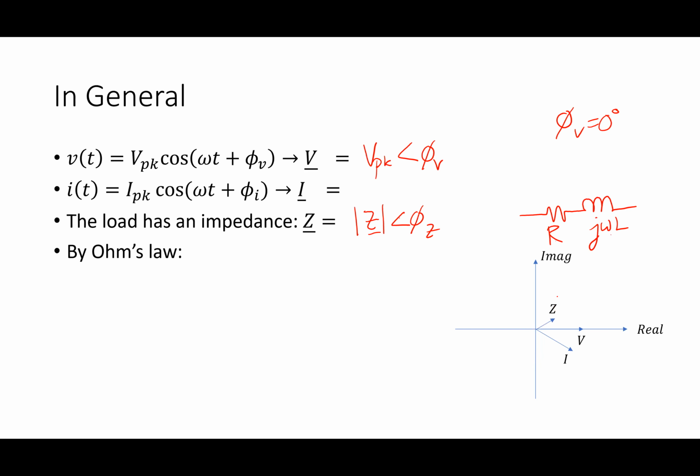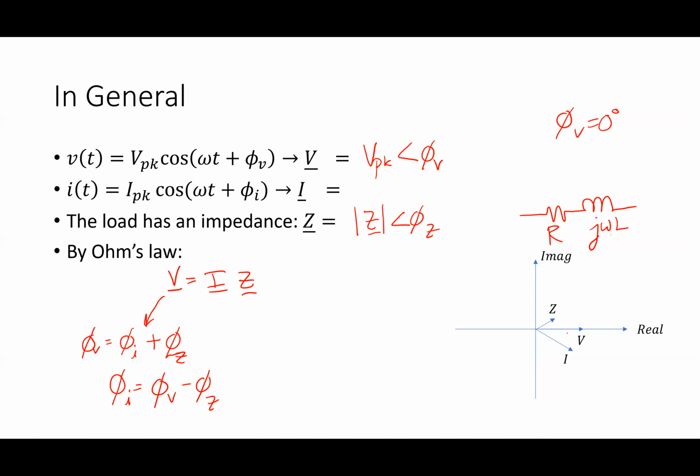So if I want to figure out what the current's going to be, I can go back to Ohm's law. V equals I Z. If I did that in terms of angles, what's the angle relationship there? Well, phi V equals the angle of I plus the angle of Z. So notice, just like I did before, where is phi I relative to the voltage?